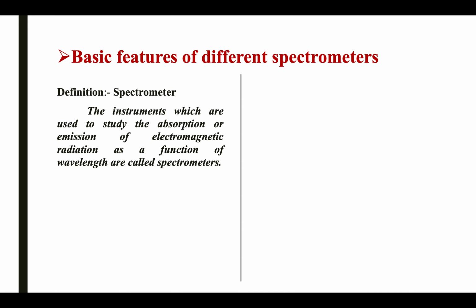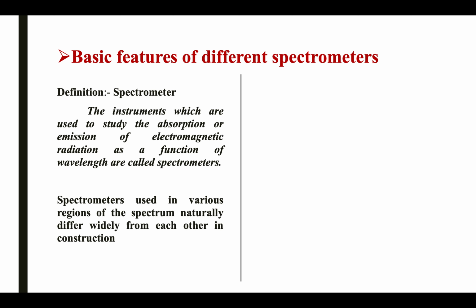As a definition, the spectrometer is the instrument which is used to study the absorption or emission of electromagnetic radiation as a function of wavelength. So here we study both absorption as well as emission of electromagnetic radiation.